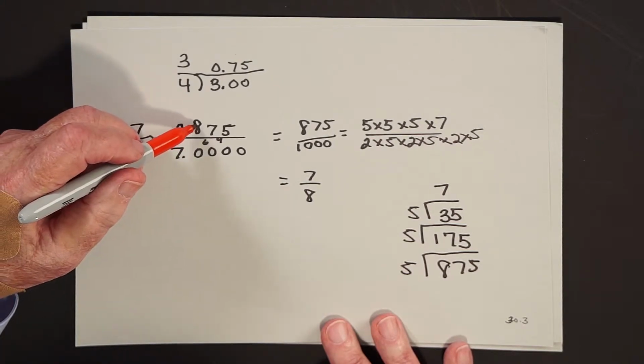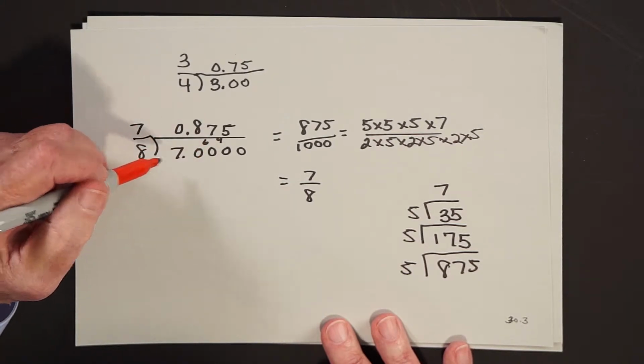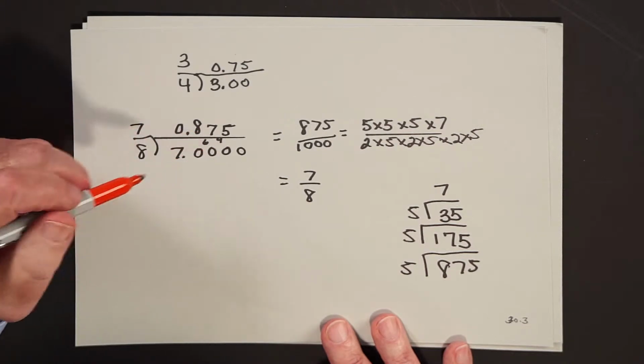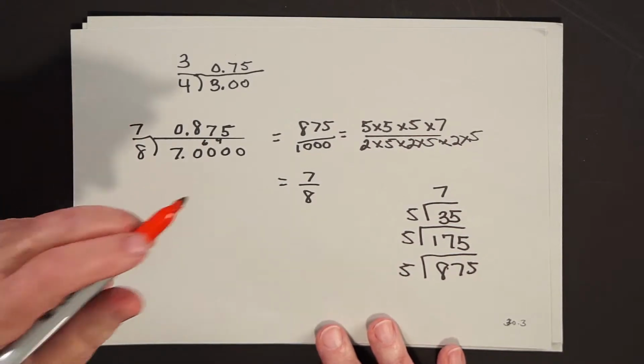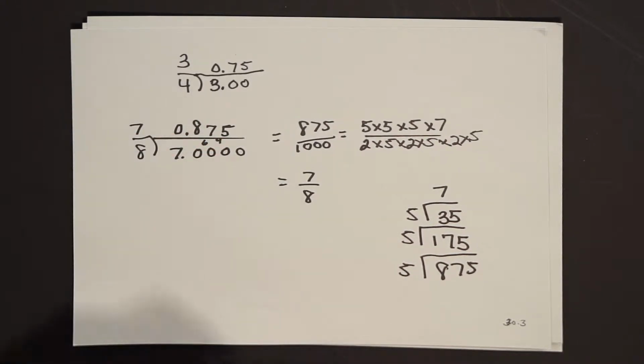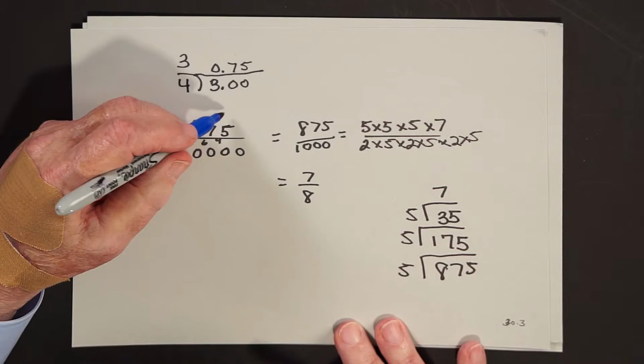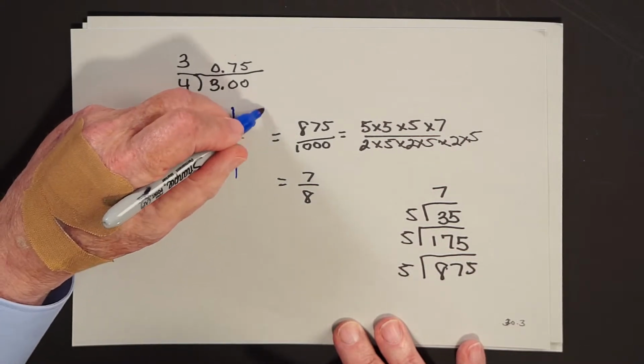8 goes into 70 8 times with a remainder of 6. 8 goes into 60 7 times with a remainder of 4. 8 goes into 40 5 times with no remainder. By the way, I don't have to stop here. It's just that what's going to happen from here on in? There's just going to be zeros.